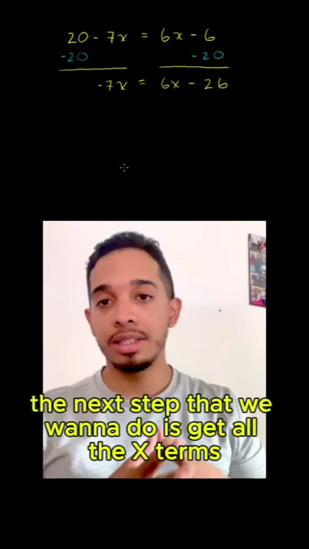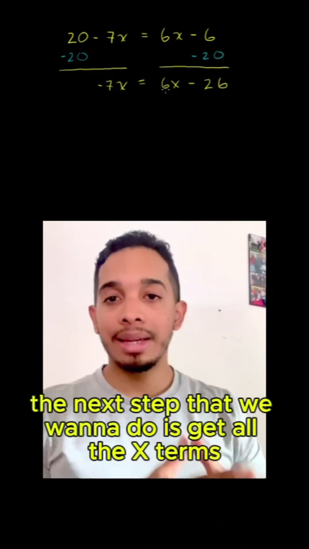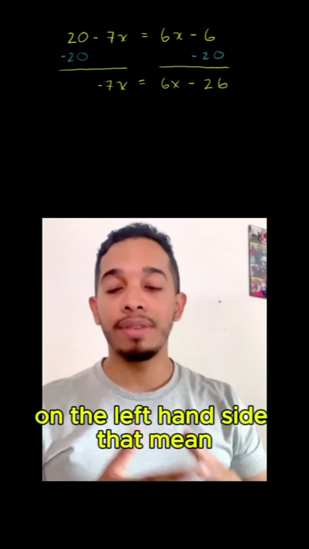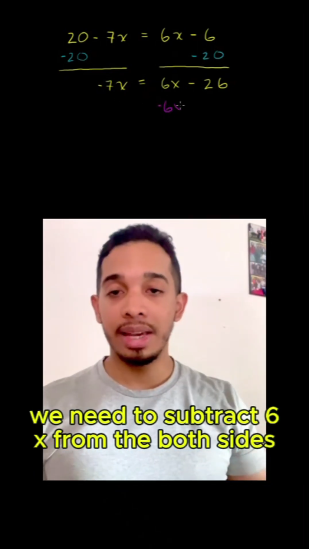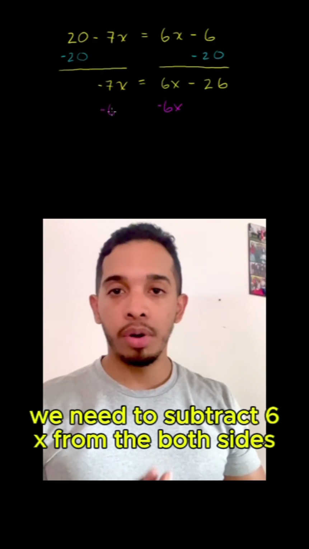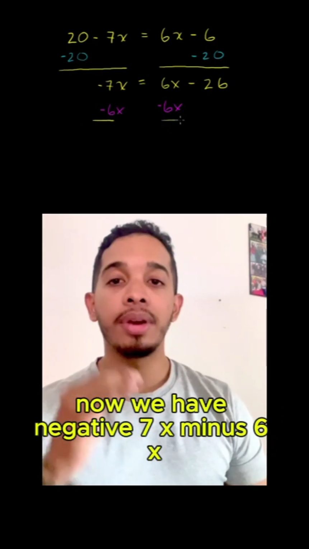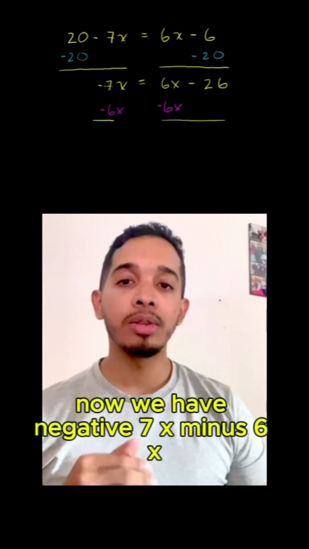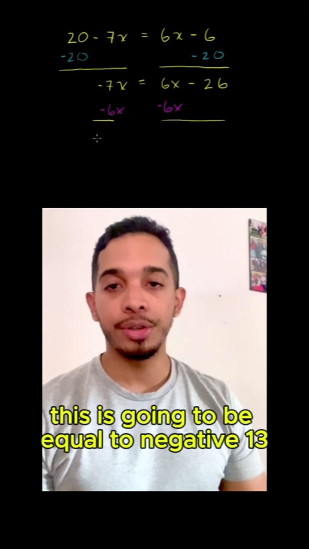The next step that we want to do is get all the x terms on the left hand side. That means we need to subtract 6x from both sides. On the left hand side, now we have negative 7x minus 6x. This is going to be equal to negative 13x.